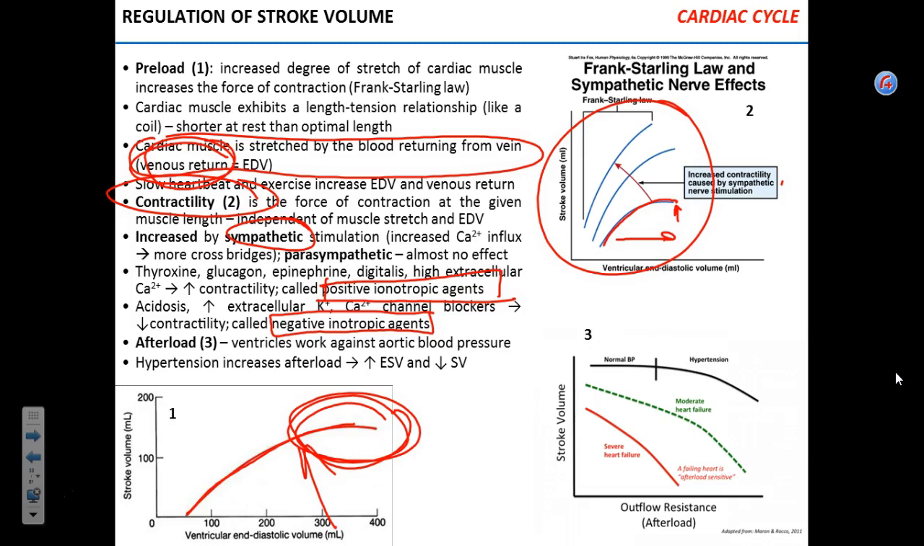Does it make sense? So positive ionotropic agents will increase calcium influx in the cell. Negative ionotropic agents will decrease calcium influx in the cell. Due to the features of the transport across the membrane, elevated extracellular potassium will be a negative ionotropic agent. It will decrease contractility.